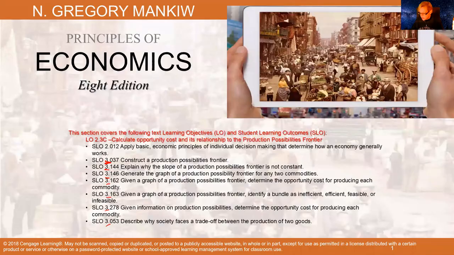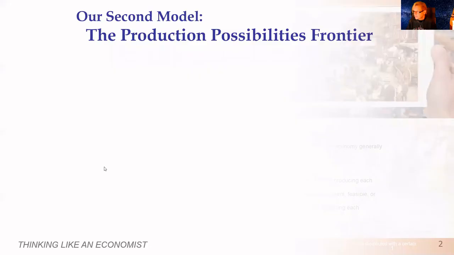Okay, so as I said, this is learning objective 3C, where we're actually going to calculate opportunity costs. Some of these learning objectives we've already accomplished, but what we're going to do is really look at this from a mathematical standpoint. So hopefully you have a calculator ready. If not, press pause, go find one, and we'll jump into it.